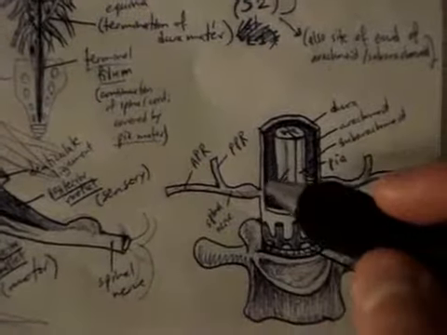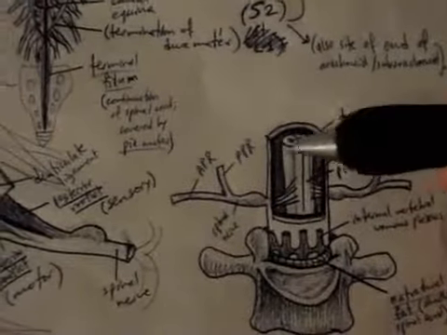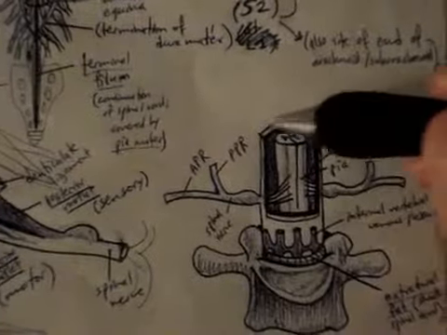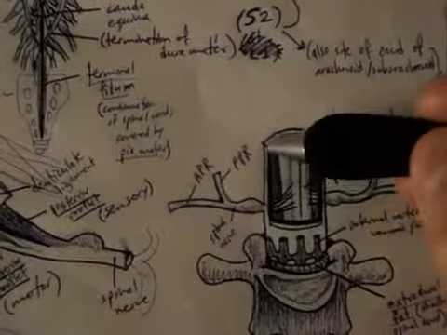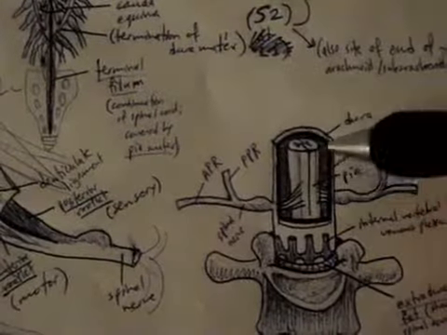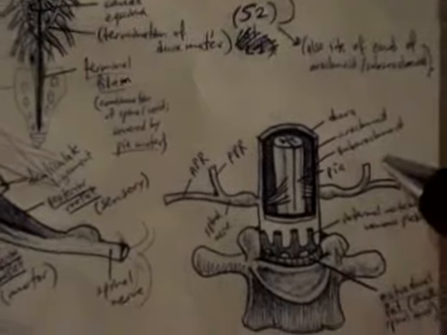There's the posterior root ganglion, posterior primary ramus, anterior primary ramus. The dura mater is this white area around here. The black line, if you can see it, that's the arachnoid mater, and this space here, that's the subarachnoid space. The pia mater covers the spinal cord directly.